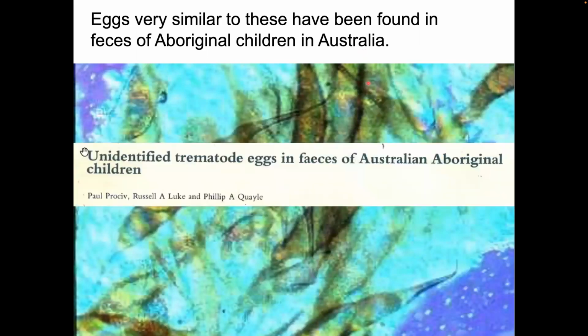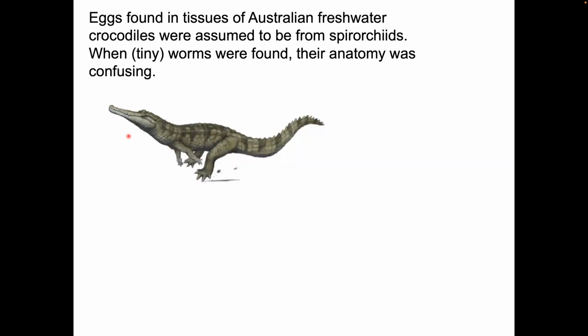That was the original panic paper that was written about these eggs in Aboriginal children. And I and a couple of other people then wrote another one to say, don't worry, be calm. They're not infecting the children. Then about 1990, freshwater crocodiles in the north of Australia were dying in crocodile farms. And the pathologists said there was some kind of parasite, but they couldn't identify it. So I spent a lot of time investigating that.